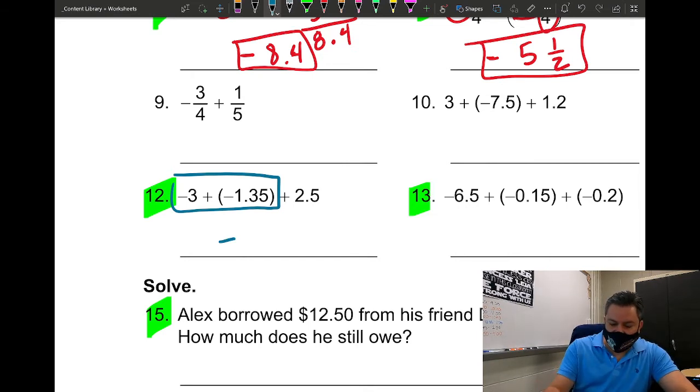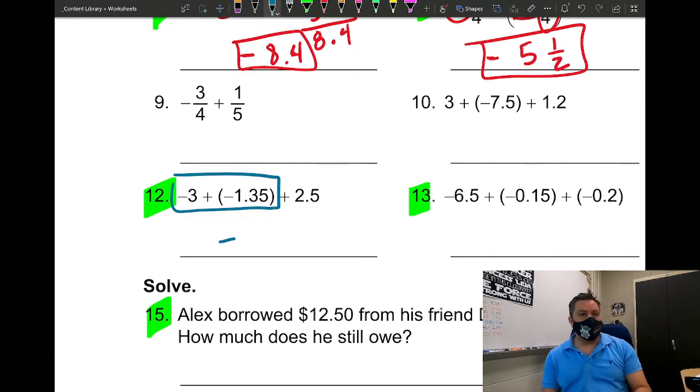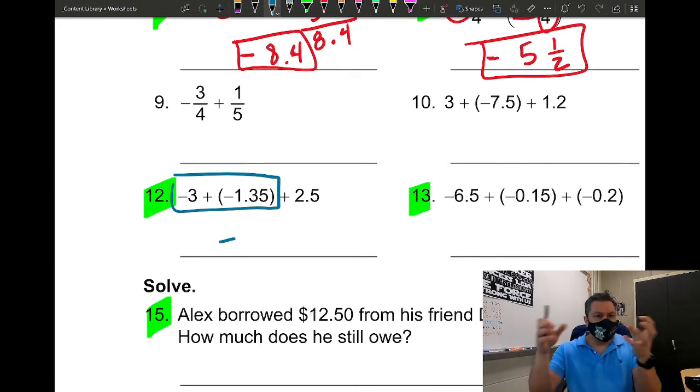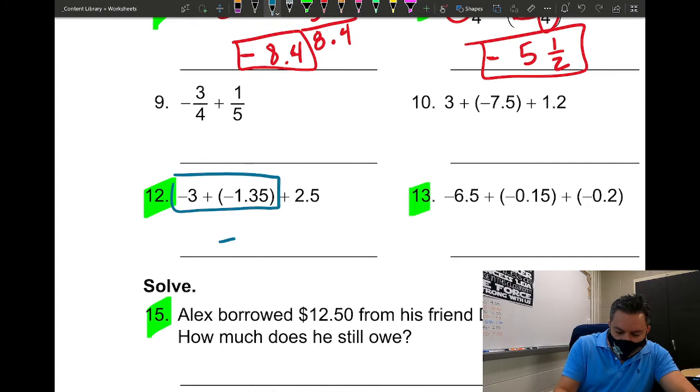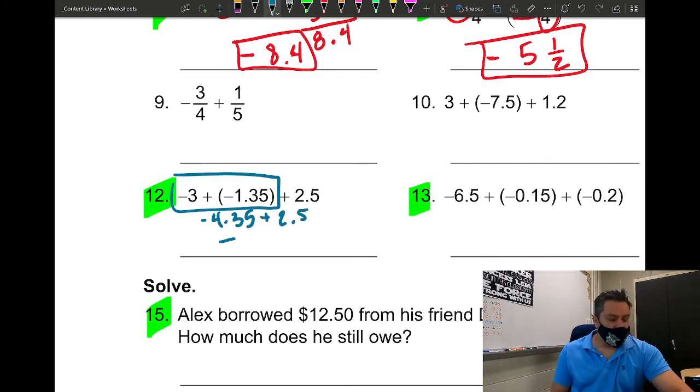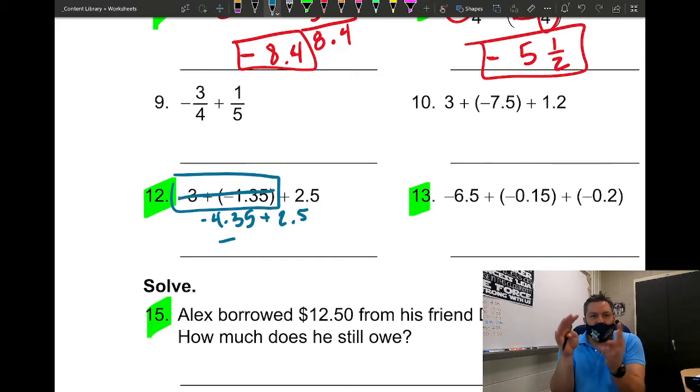Now, with that being said, 3 plus 1.35. Let's talk about money. I have $3, and then I have 1.35. How much do you have total? 4.35. So these two right here are negative 4.35. And now I'm going to add 2.5. So that means that you can get rid of that one because it now became one thing.